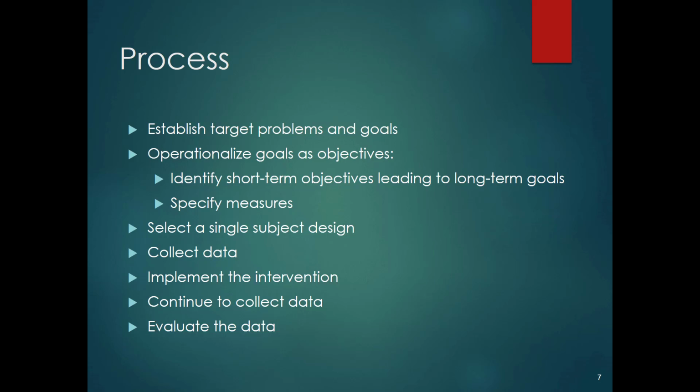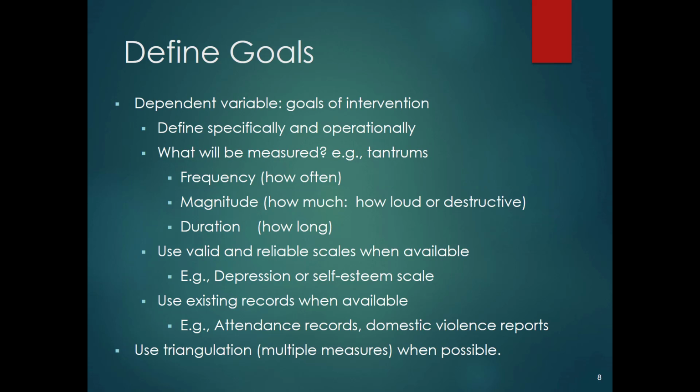Then your data is evaluated using a graph in terms of the desired goals. So following the end of the intervention, data are collected on a follow-up phase to be sure that the individual, family, or community maintains the change with or without continued assistance. So remember, your dependent variable is the goals of the intervention. They need to be specifically and operationally defined, so you need to be very specific about your goals, and they need to be stated in measurable terms. You should be able to measure them.